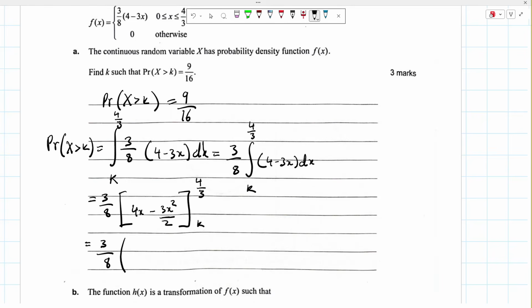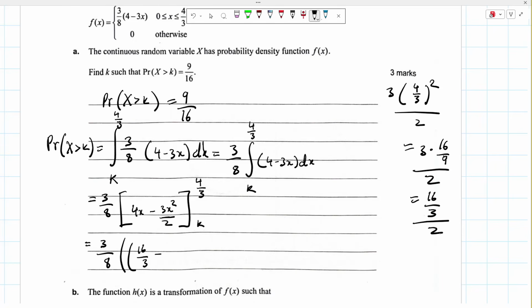Right, so let's put 4 over 3 into this thing here. So 4 times 4 over 3 is 16 over 3. Minus, okay, if we put 4 over 3 into this, let's see what happens. 3 times 4 over 3 squared over 2. That's just 16 over 9. 3 times 16 over 9 is 16 over 3. Divide that by 2. That's 16 over 6. That's just 8 over 3.